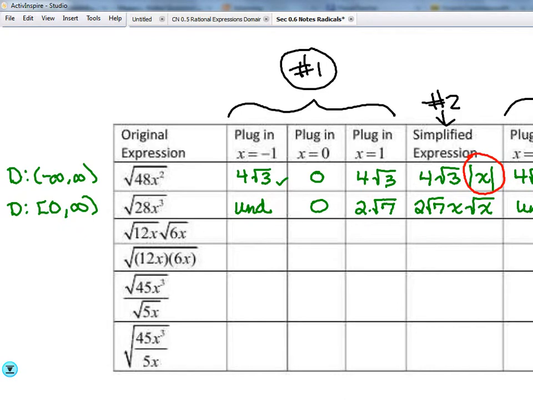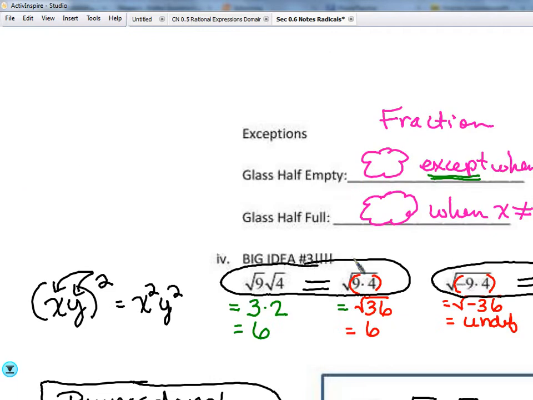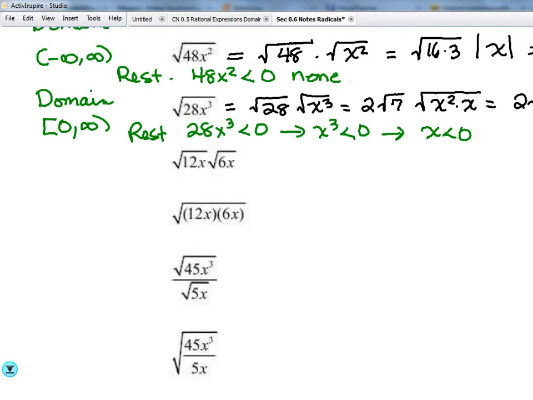Now, I will caution you that if I was in complex world, that absolute value would be important. But because I'm in real world, we can simplify farther. If I plug in 0, 0 times anything is 0. Plug in 1, we get 2 square root of 7. And again, we see that we got the check, and everything is good all the way across. All right, so now let's take a look at the third one.